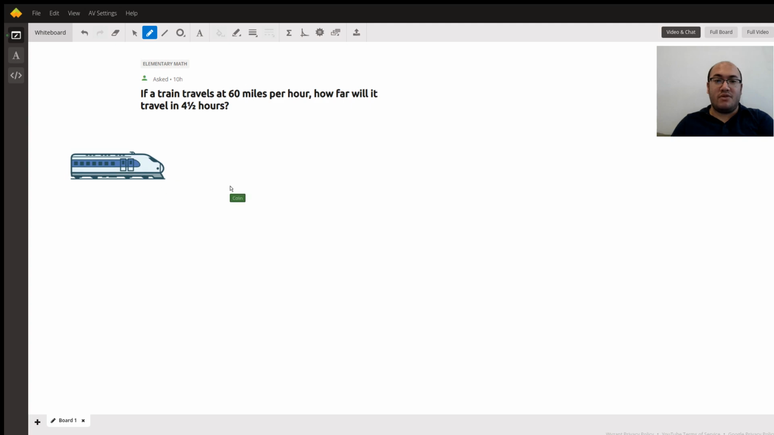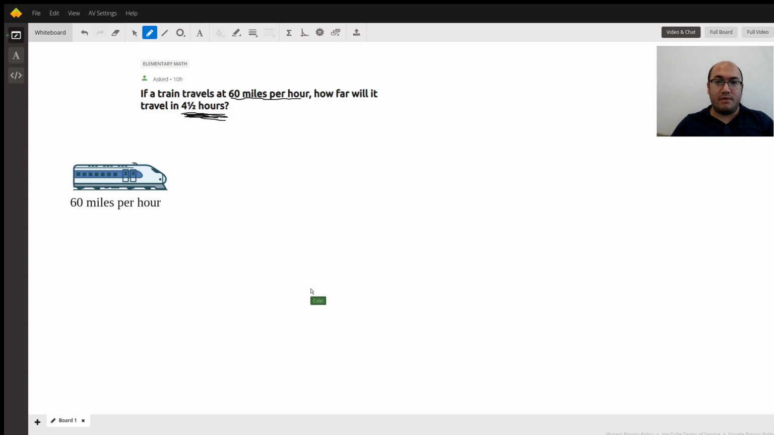So right here, I've got my train. And we see in the question that this train is going 60 miles per hour. The question also tells me that we are traveling 4.5 hours total. So if I want to just use pictures and try to come up with an answer that way, I can just say, well, there are 4.5 hours. Each of these trains that I have here is going for 60 miles in 1 hour. So let's see what happens when I do 4.5 of those.